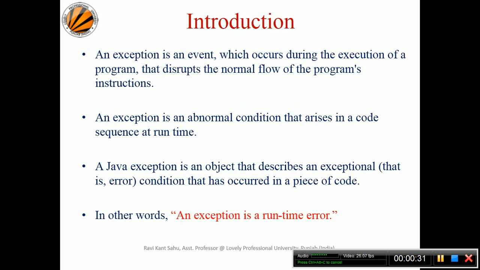So, we'll start with what an exception is. An exception is an event that occurs during the execution of a program. Whenever an exception occurs during execution, it is an event that disrupts the original flow of your program, which means it abruptly terminates.